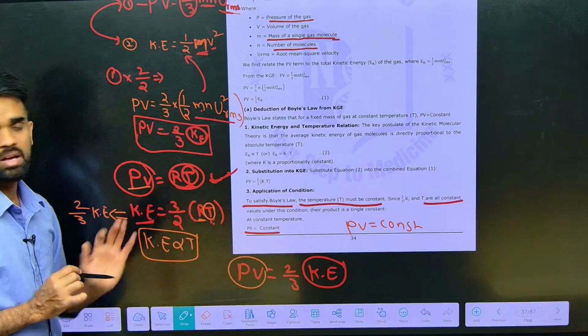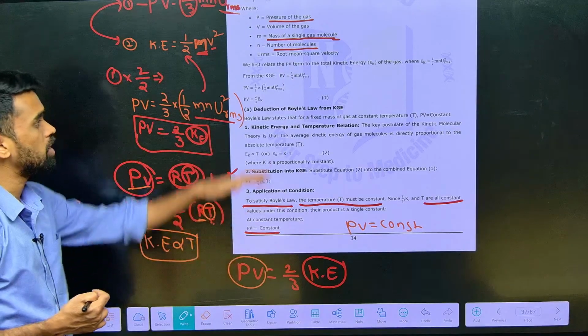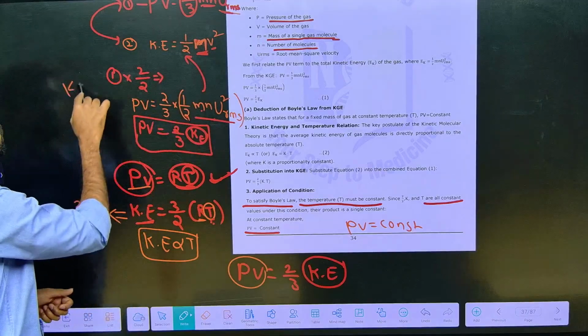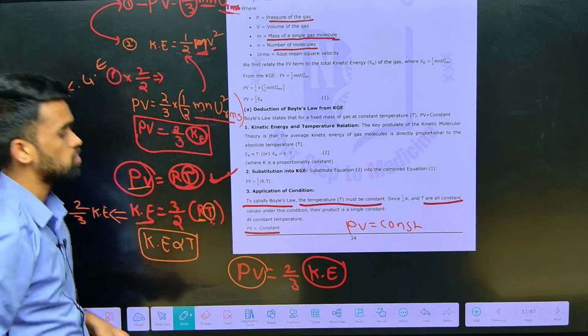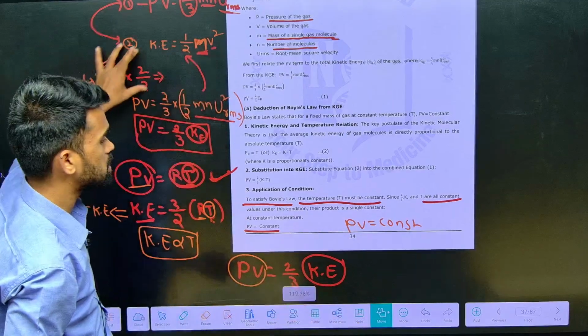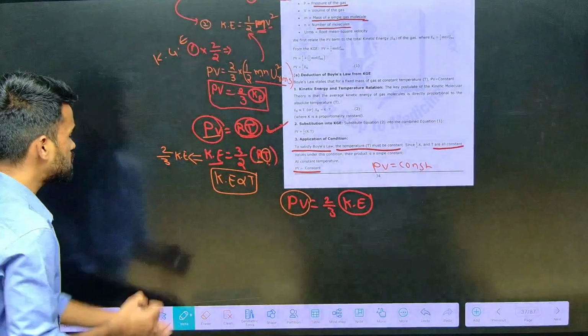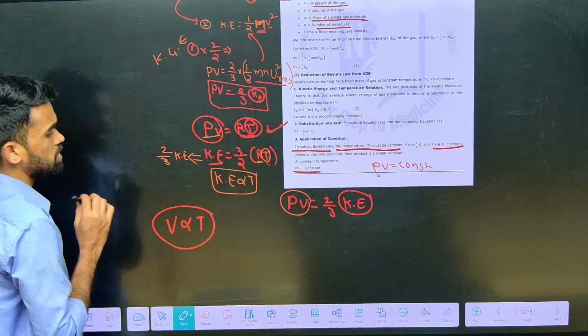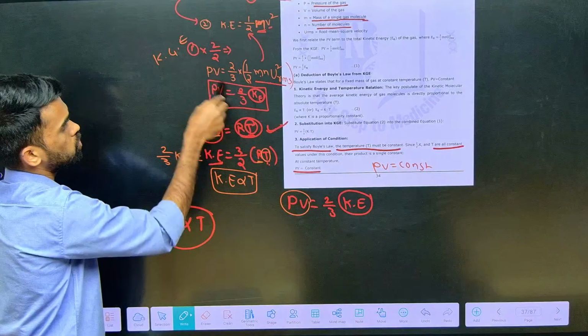So this is Boyle's law that we have derived from the kinetic gas equation. Similarly, they will ask us to derive Charles' law also. So now we need to derive Charles' law as well. This is also easy, the same, we need to use this equation only.